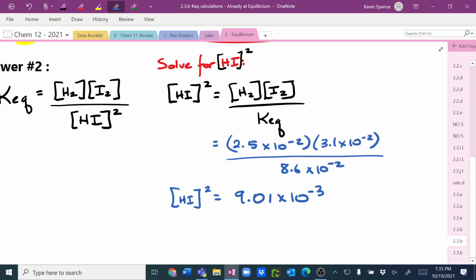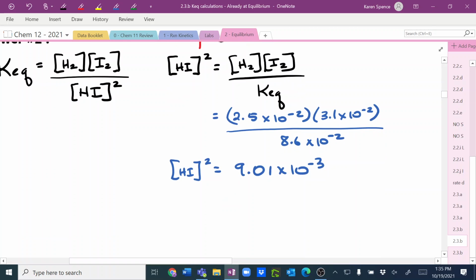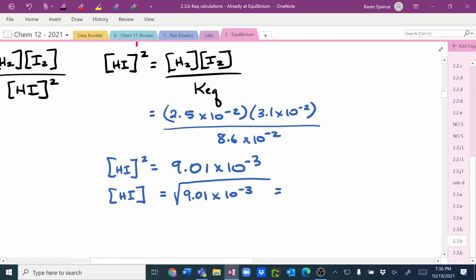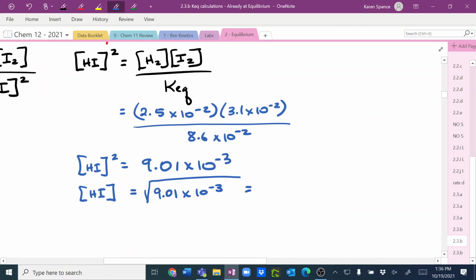Now, are we done? No, because we need to take the square root of that. So the concentration of HI is equal to the square root of 9.01 times 10 to the negative 3. And we get 0.0949.